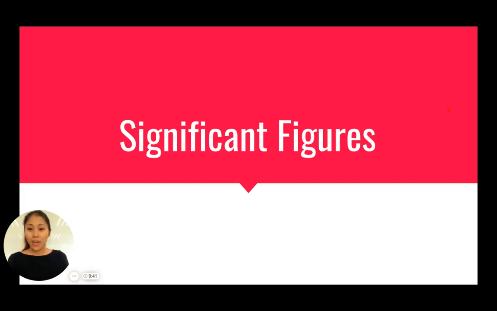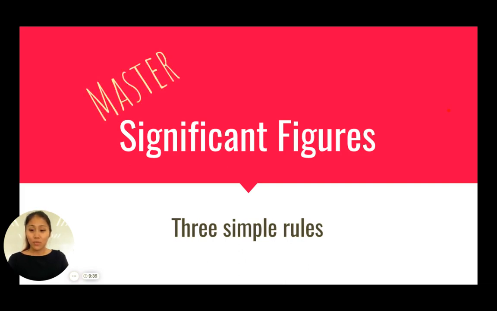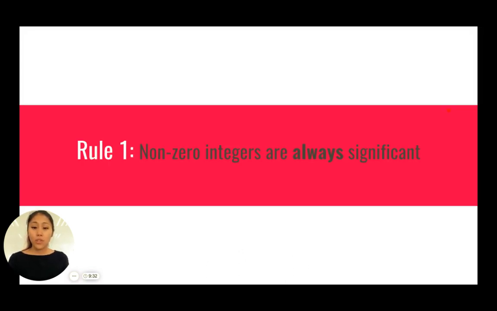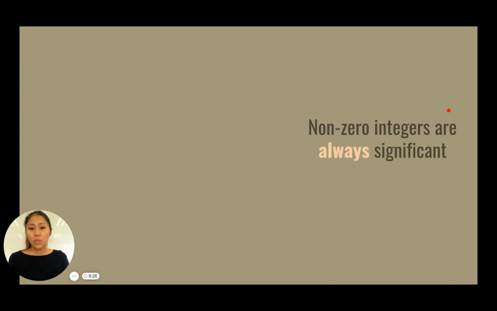So today we're going to take a look at 3 very easy rules on mastering significant figures. The first rule is non-zero integers are always significant. Let's take a look at what this means.